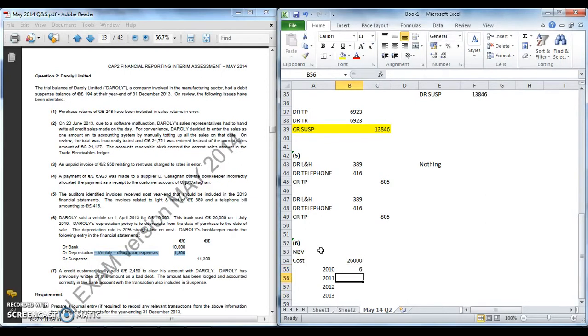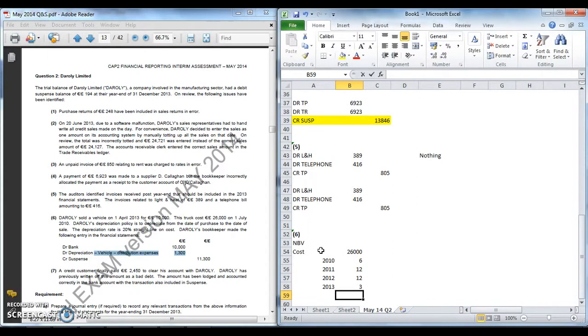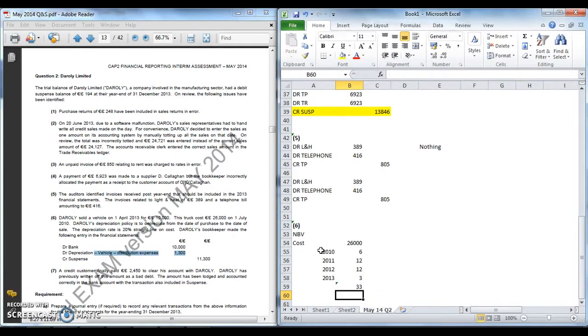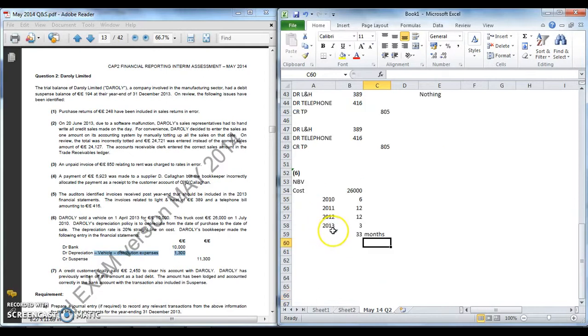You're going to have 6 months depreciation in 2010, because you bought it halfway during the year. 2011, full 12, likewise for 2012. 2013 you only have 3 months, January to March. Adding them up means you have 33 months. So that's important to figure out what the depreciation is. 33 months, 3 of which are in this year's accounting statement. So that is important because that will be the depreciation charged to the 2013 income statement. So that is an important distinction as well.